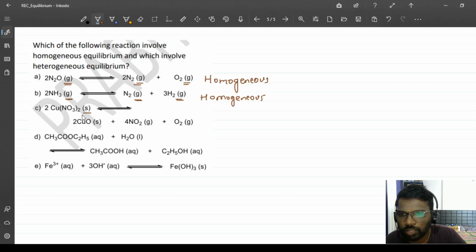Over here, if you see, this is solid, and the product we are getting is gas. This is gas and solid. So here reactant and product are in different phases. So this is heterogeneous equilibrium. Here, if you see, this is liquid, and you are getting aqueous. So this is liquid, and this is in aqueous form. It is still in the water only, but one is liquid, the other aqueous. So this is also a heterogeneous equilibrium.